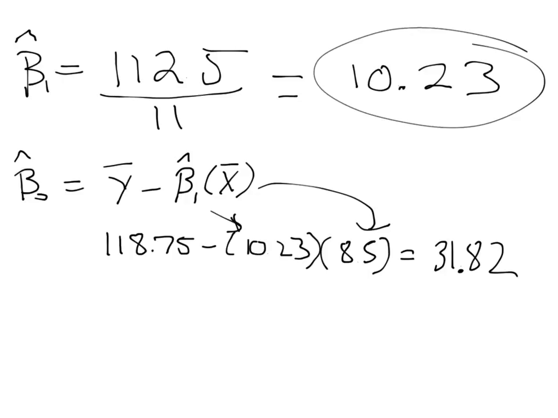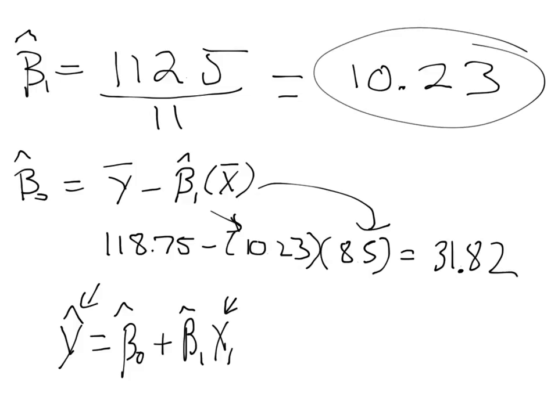So if we were to interpret this, we would say we expect for a 1 unit increase in x to see a 10.23 increase in y. Alternatively, we could plug in some value of x, and then I could say this is what I expect y to be when x is whatever value I want to look at. And we'll look at that in just a second.